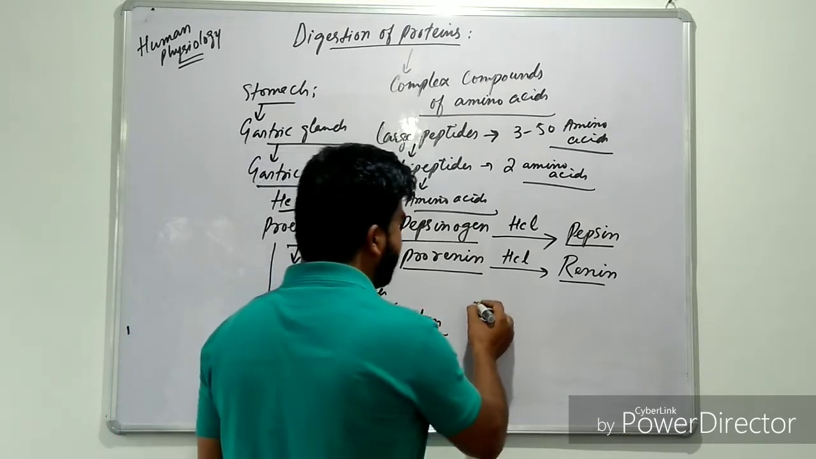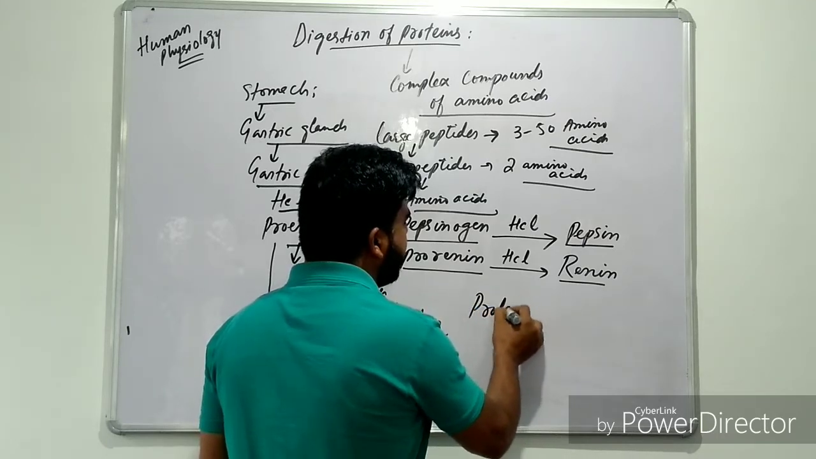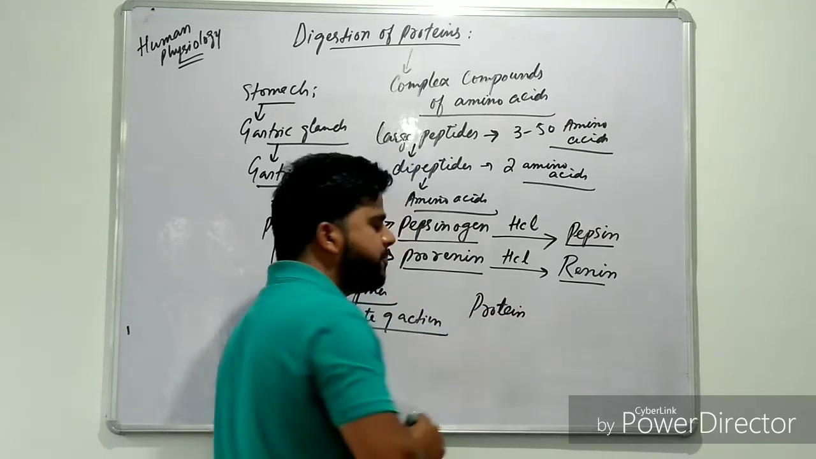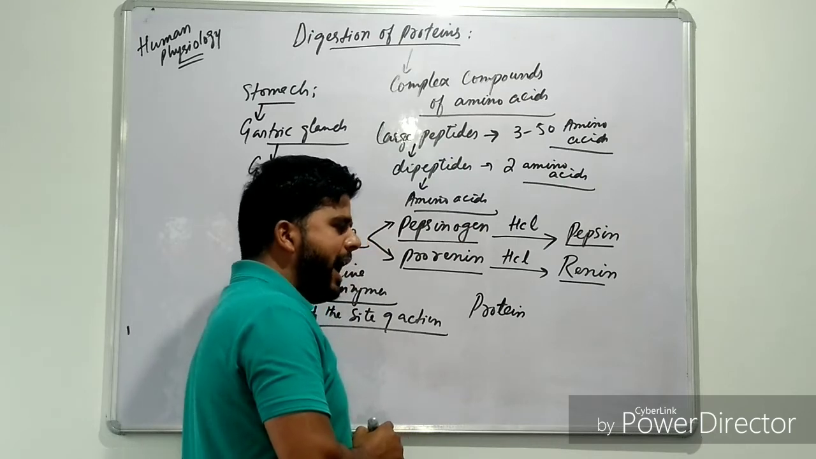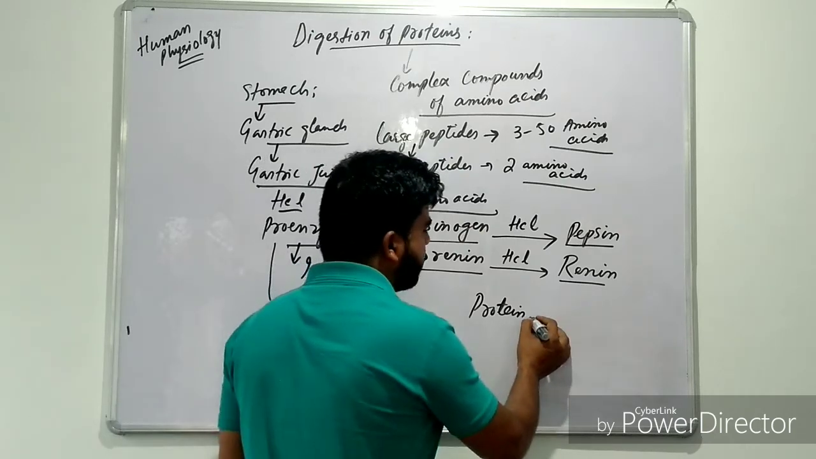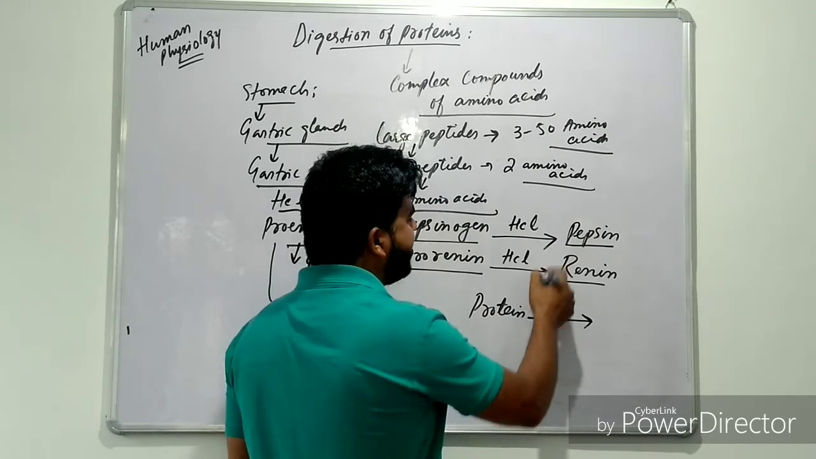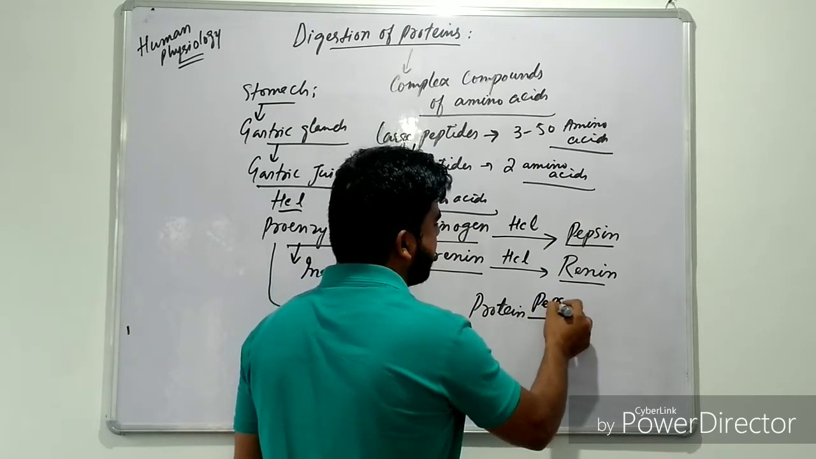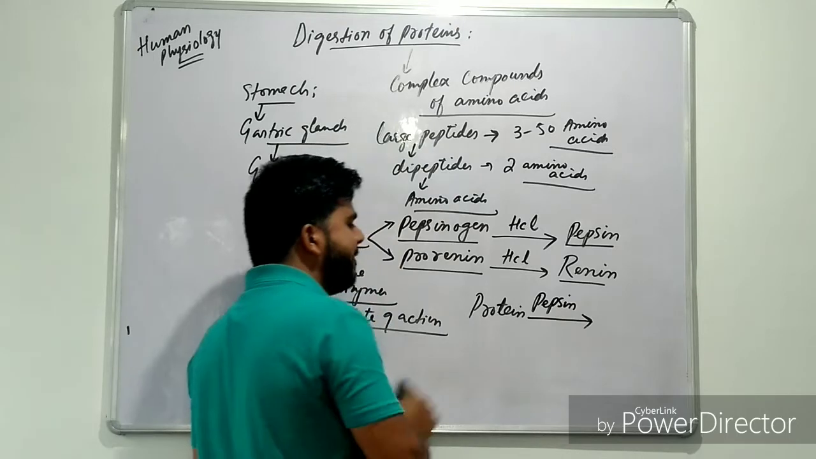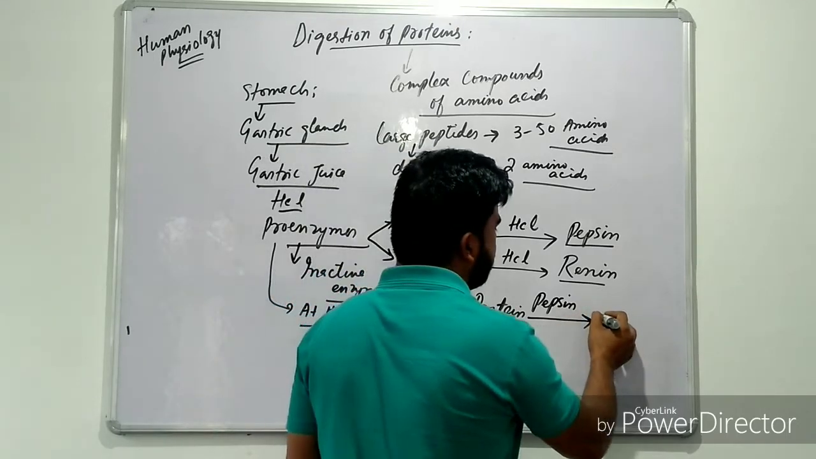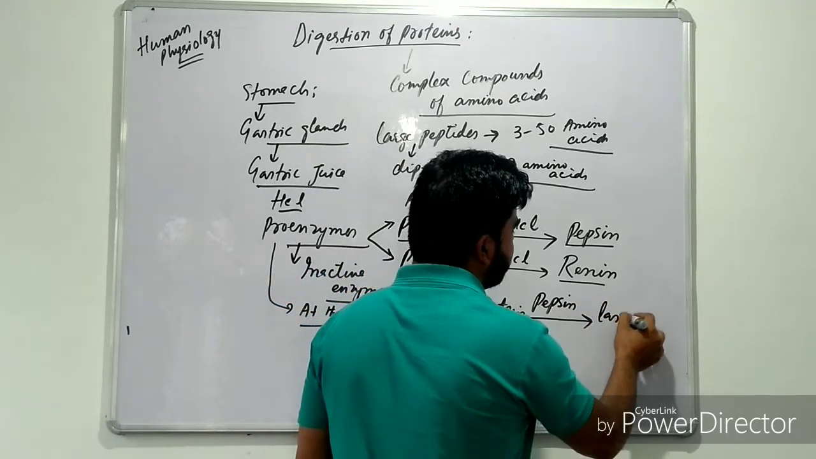So we shall see. For example, we have taken a protein-rich diet and these proteins have reached the stomach through the esophagus. Now these proteins will be acted upon by the pepsin. And this pepsin enzyme will convert this protein into large peptides.